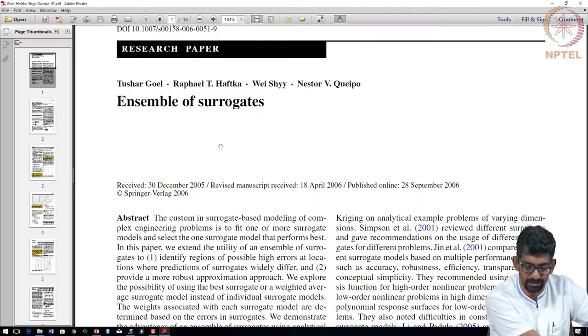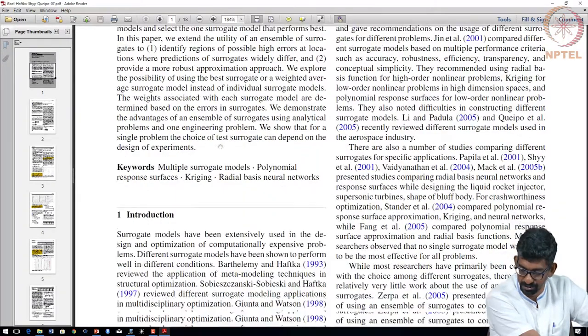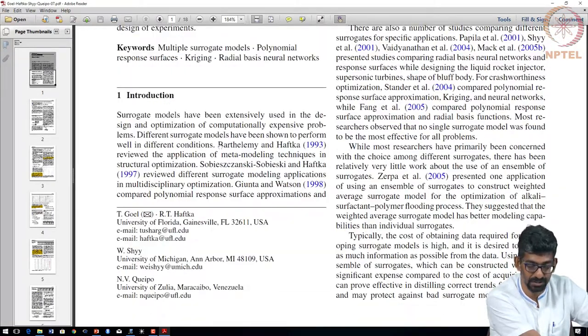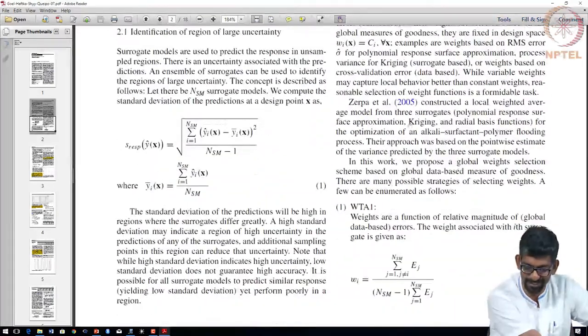Okay, so it's very simple, ensemble of surrogates. You can see it has received a lot of citations also, some thousand citations. So what they are talking about is they will build a weighted average surrogate. Okay, this wi is the weight for the surrogate that you are talking about. This is again a linear sum if you look at it. Okay, too many linear sums.